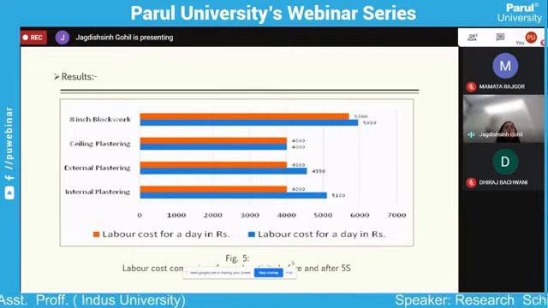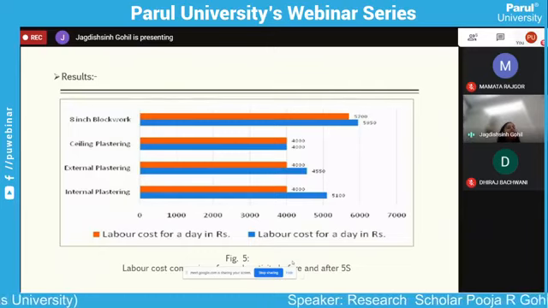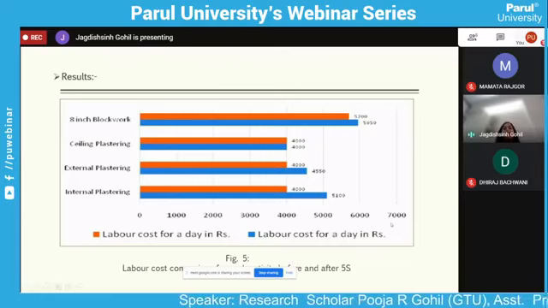Fine. So this is the labor cost for a day in a construction project before 5S and after 5S. So you can see the difference. Even the labor cost is reducing.